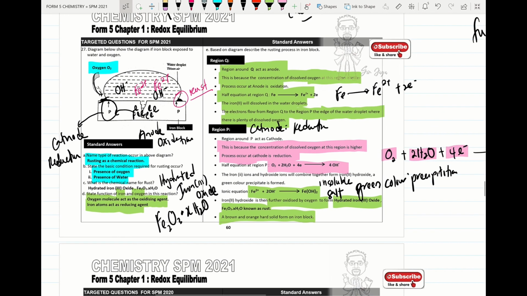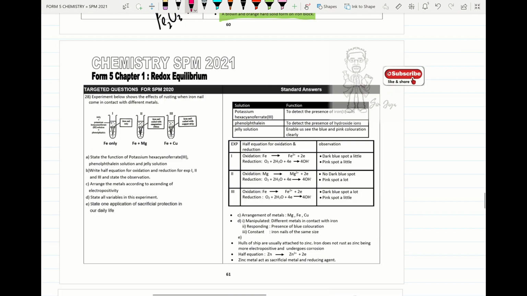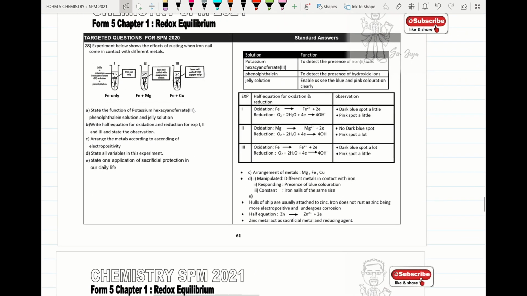So please remember this reaction. We move on to the experiment related to this. This experiment can come out in an essay question also, so we try to do this question together. Please remember, when iron, this is the control.